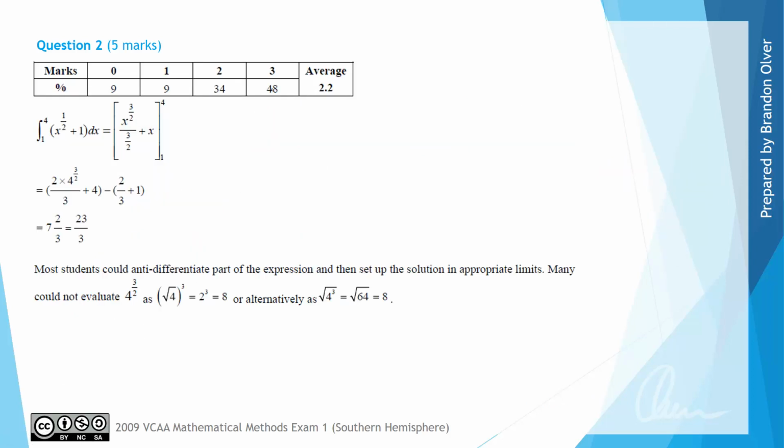For part B, around 50% of students got full marks, with another third of students getting 2 marks. So this question was quite well done, with most students being able to anti-differentiate and then set up the solution with the appropriate limits. A stumbling block for many students was not being able to evaluate 4 to the power of 3 on 2, as we showed on the previous slide, or alternatively, students could have interpreted that as 4 to the power of 3 and then taken the square root, which would lead to the same answer of 8.